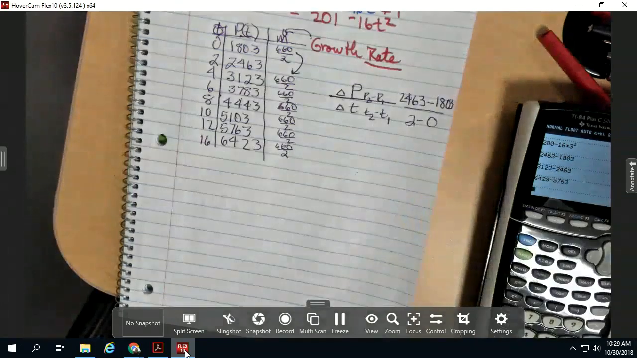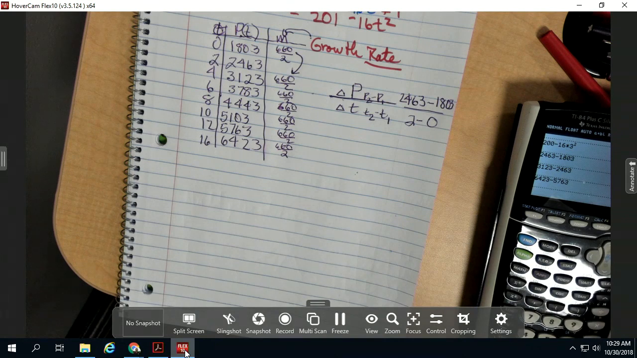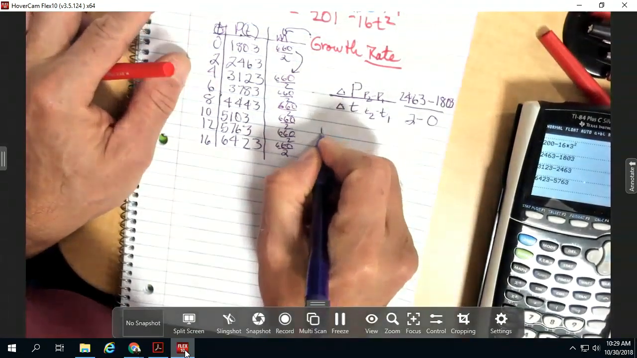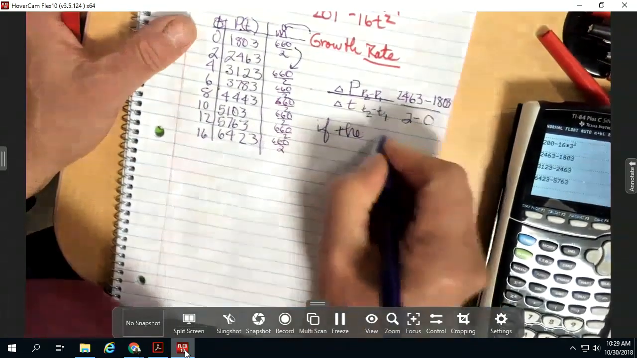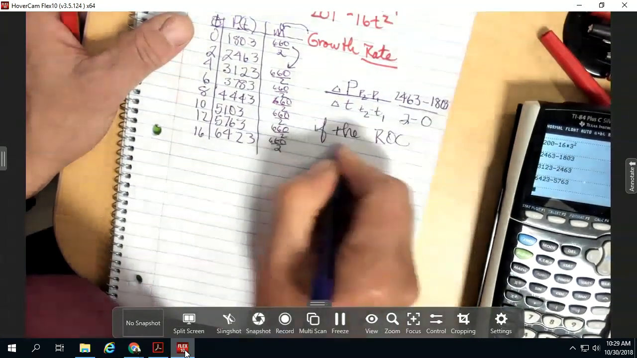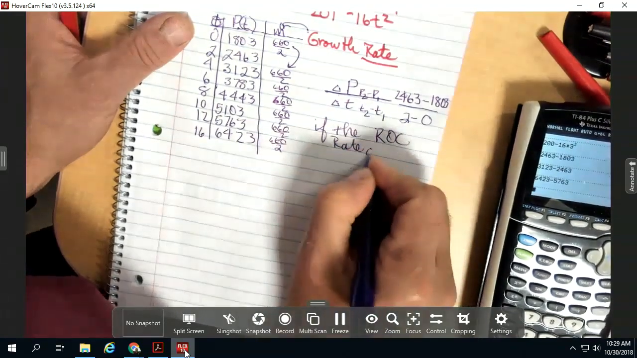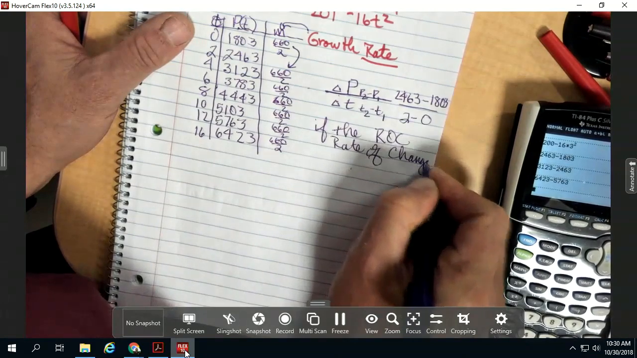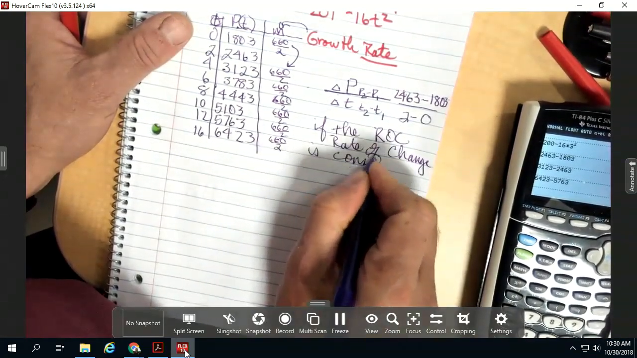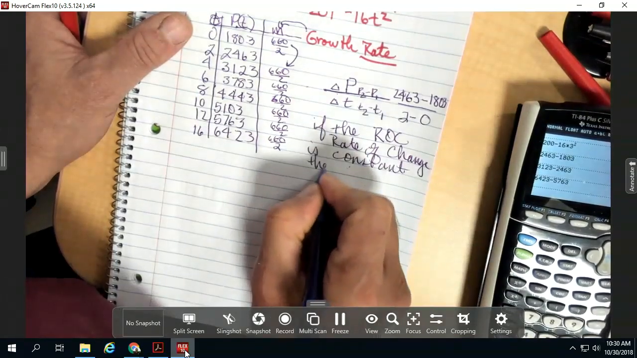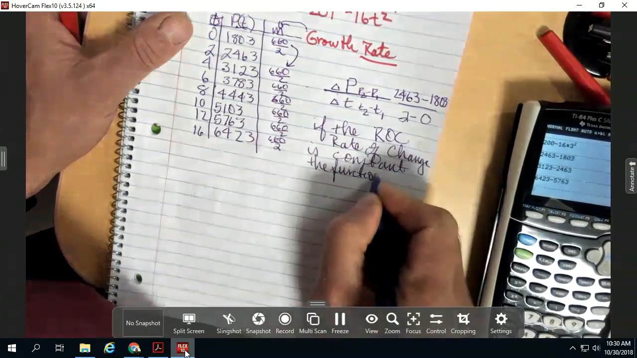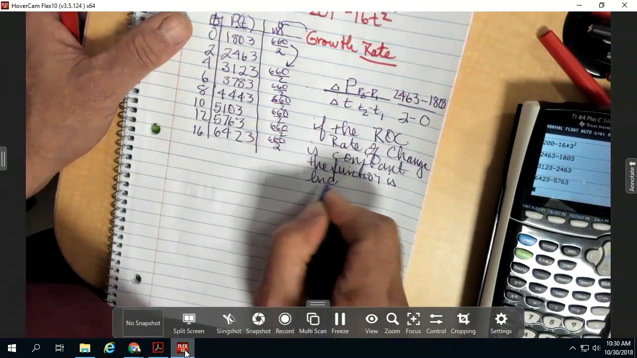So, if the ROC, which stands for rate of change, is constant, the function is linear.